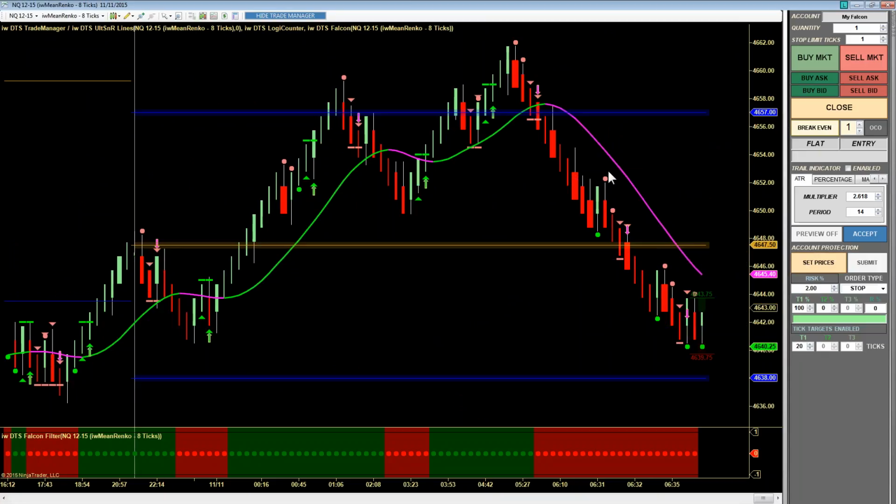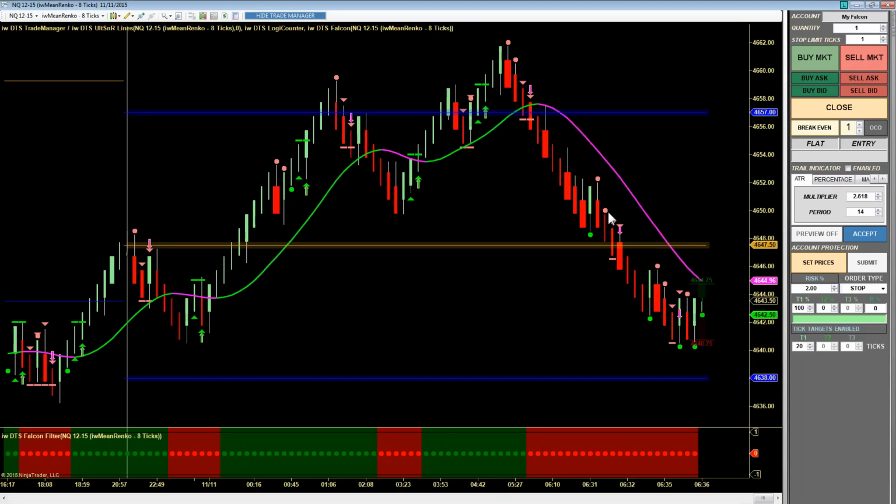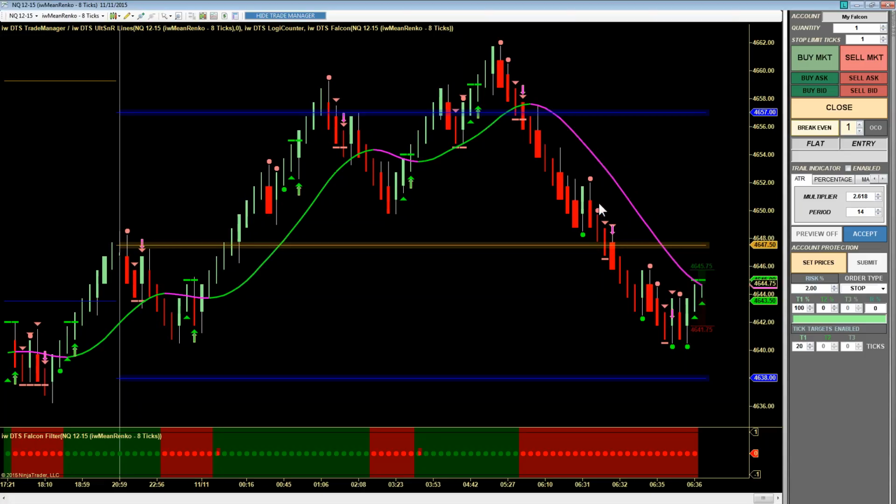So again, you're going to see a lot of the signals rely on confluence. So in this case, we have a red trend line, red bars, red signal, red filter, and it's the first signal that developed after the trend line changed color. So the trend line changes color here. This is the push that changes the trend line color.